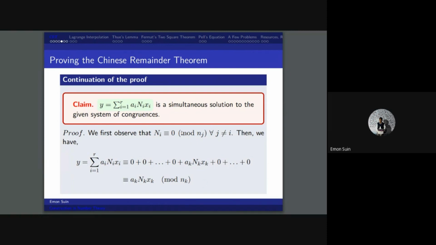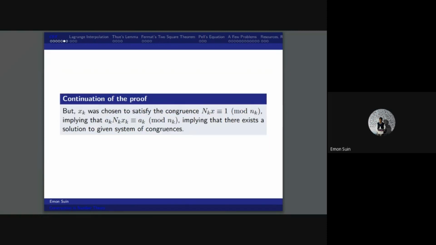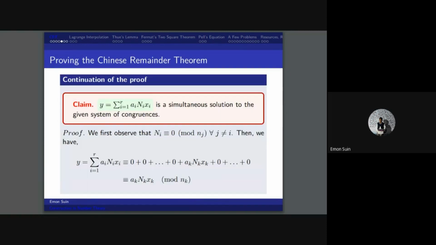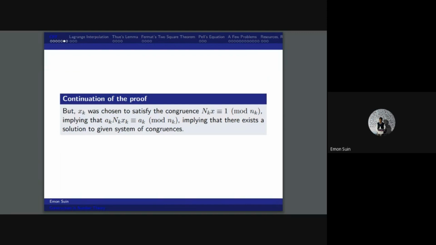Yeah. So now we recall that we had chosen xk to be the particular x for which the congruence capital Nk x congruent to 1 mod nk is satisfied.